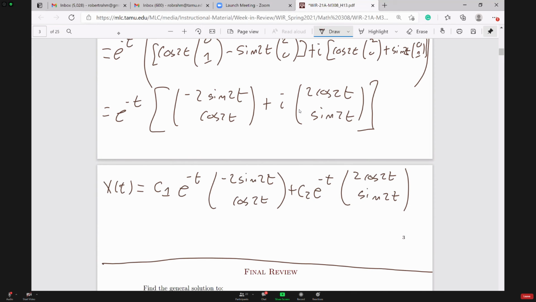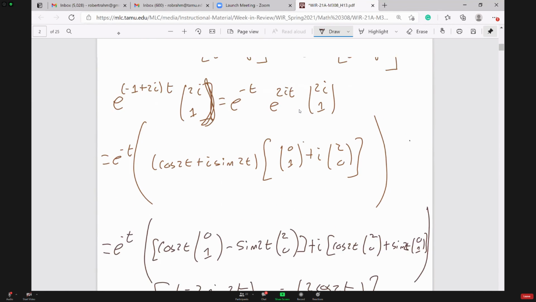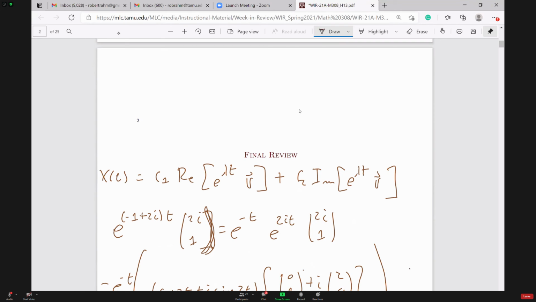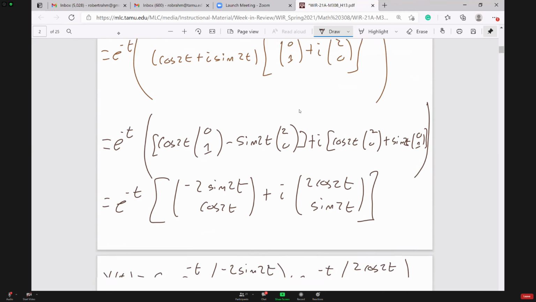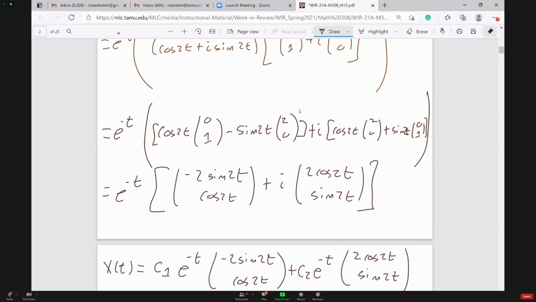I guess just to clarify the method, going all the way back to when we had the e to the complex exponent and the complex vector, we just split e into its real and imaginary parts, and then did the same to the vector and basically just foiled it. Yeah, exactly. That's exactly what we did. We foiled it. So we had a complex number times a complex number. We foiled it, separated that into its real and imaginary parts, and got down to this. Yeah, that's exactly how we did it. Okay. Yeah.